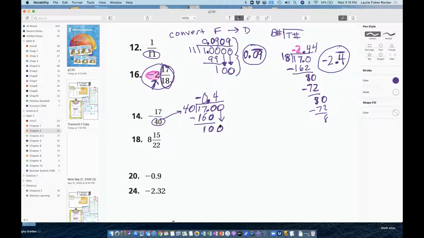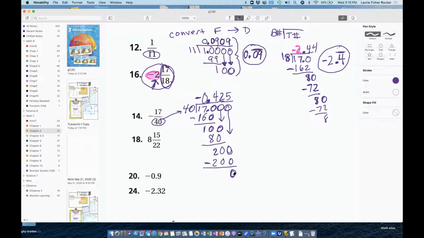40 goes into there. Oh, let's try 2. 2 times 40 will be 80. Okay, so 0, 20. Okay, so 20. I have a remainder, so I have to bring another 0 down. Okay, so 40 goes into 200 5 times. 5 times 0 is 0, 5 times 4 is 20, and now I have 0.